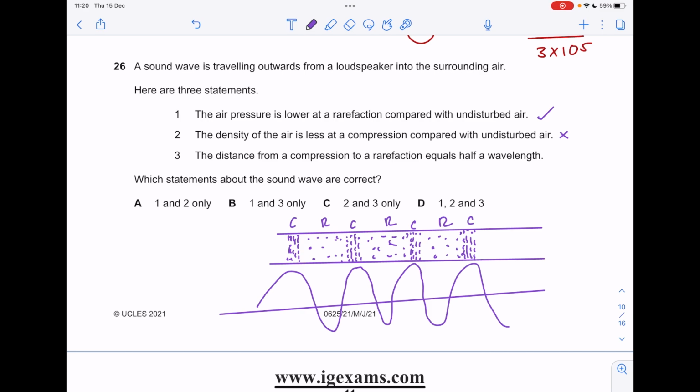The distance from a compression to a rarefaction equals half a wavelength. I know this is abysmally drawn, but if you look at here from your compression to your rarefaction, hope you can see that's half a wavelength, because a full wavelength would be from one compression to the next. I'm not even sure my picture helped, but the answer here is B.